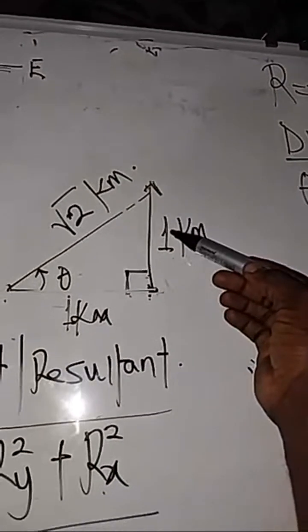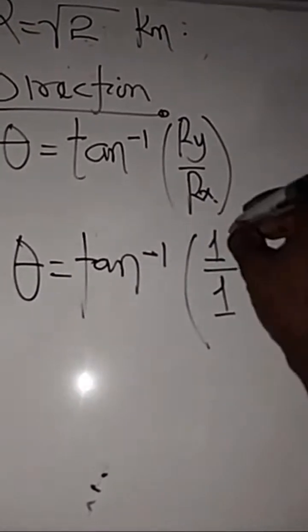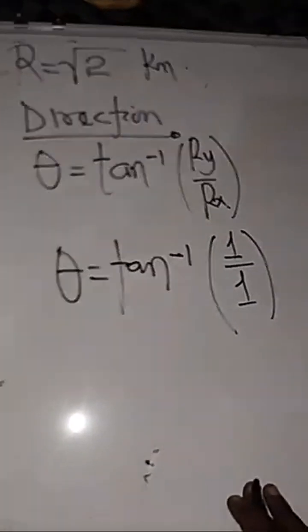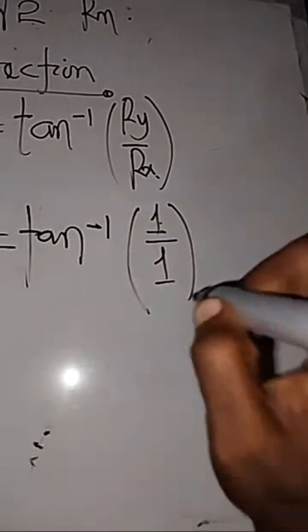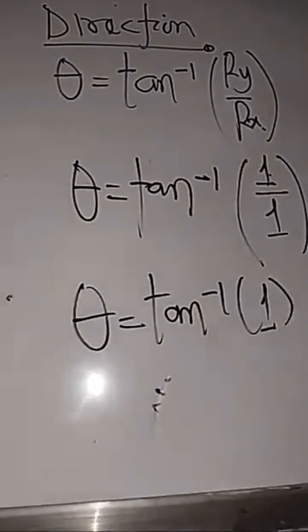Now, theta will become the tan inverse of, what is the value of Ry? 1 kilometer. What is the value of Rx? 1 kilometer. So obviously I'll be having 1 divided by 1. Close your bracket. Now when you divide 1 by 1, I hope you know you get 1. So theta will now become the tan inverse of 1. And I do not need a native doctor to tell me that if I punch tan 45 on my calculator, my answer is always 1.